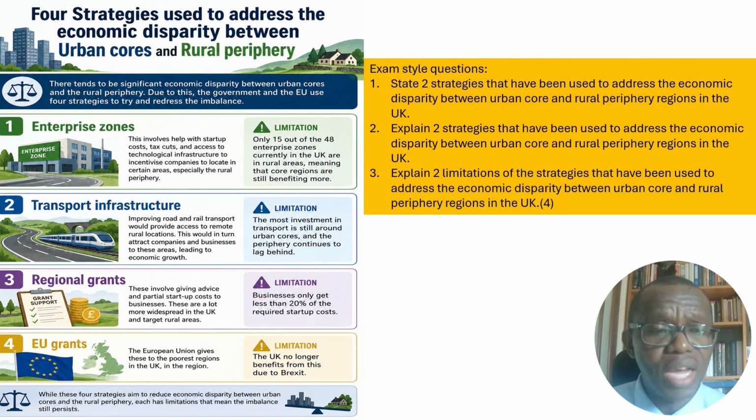Then the third strategy here is regional grants. Now, this involves giving advice and partial startup costs to businesses. And these are a lot more widespread in the UK and larger in rural areas. So these are a lot better, obviously, than the enterprise zones, because these cover a lot more of the rural areas, since that is where they are targeting.